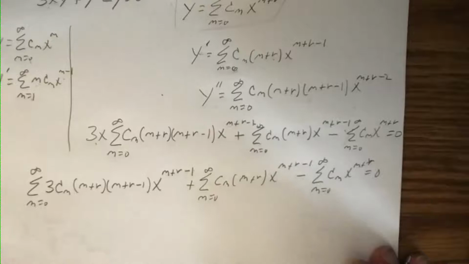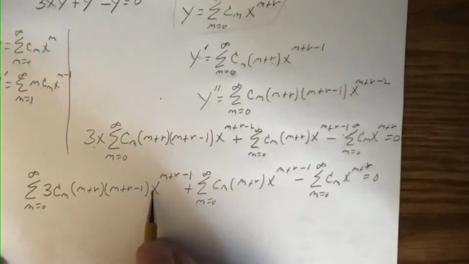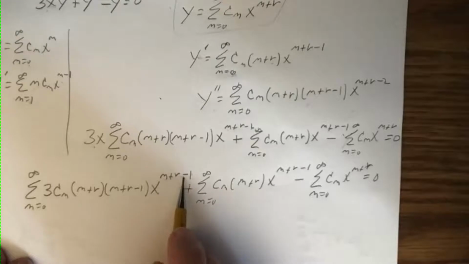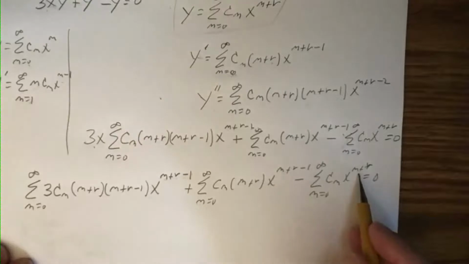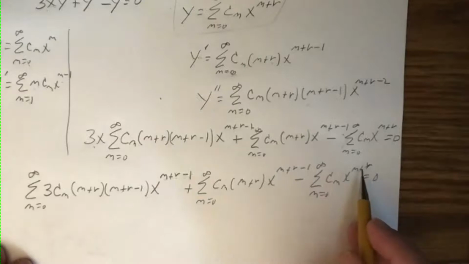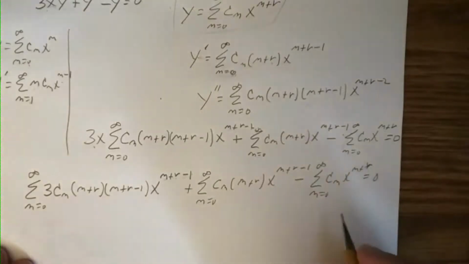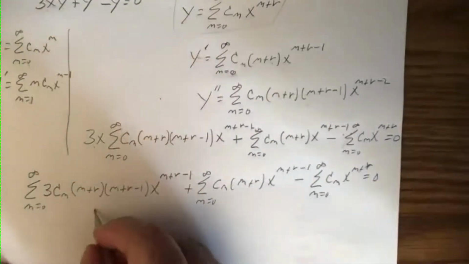All right, now what? Well, once again, here I got an n plus r minus 1. Here I got an n plus r minus 1. Here I got an n plus r. Okay, so let's see.